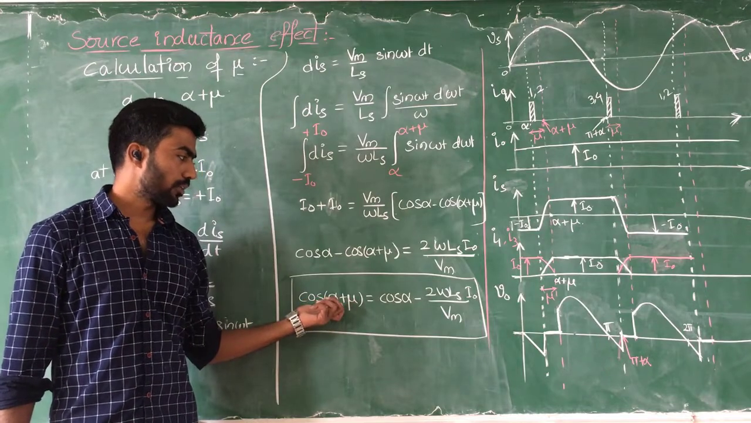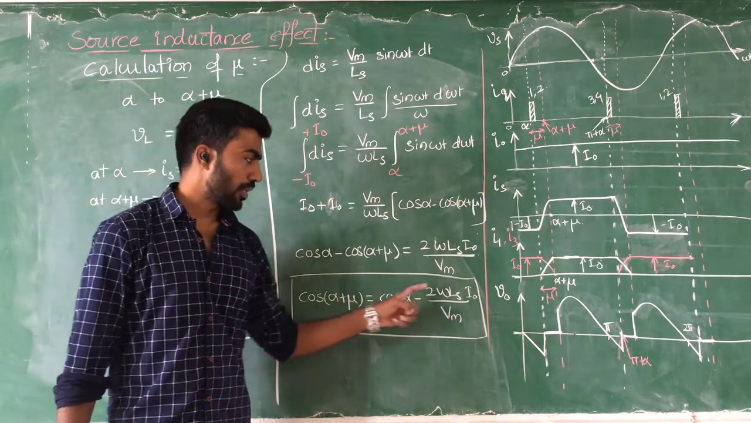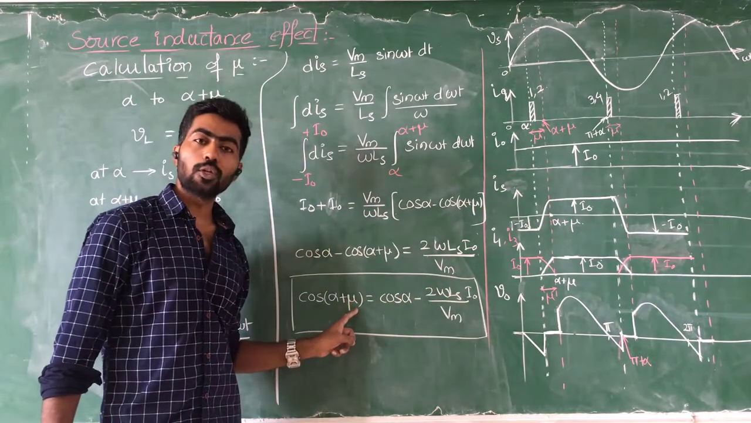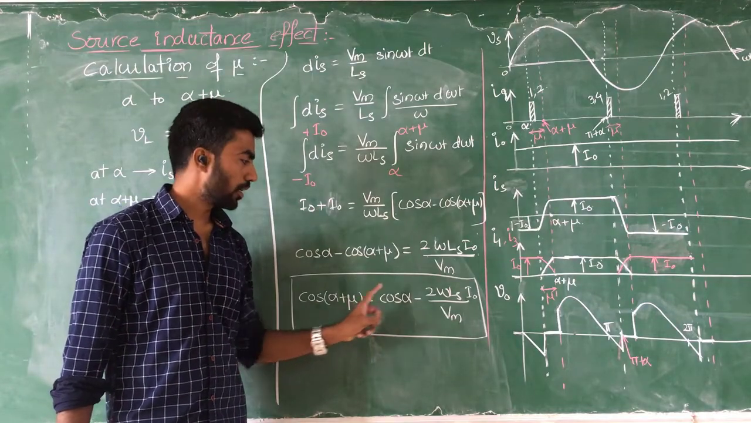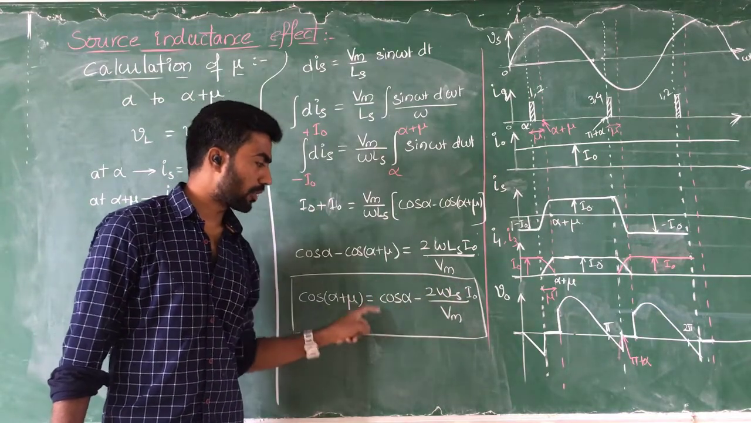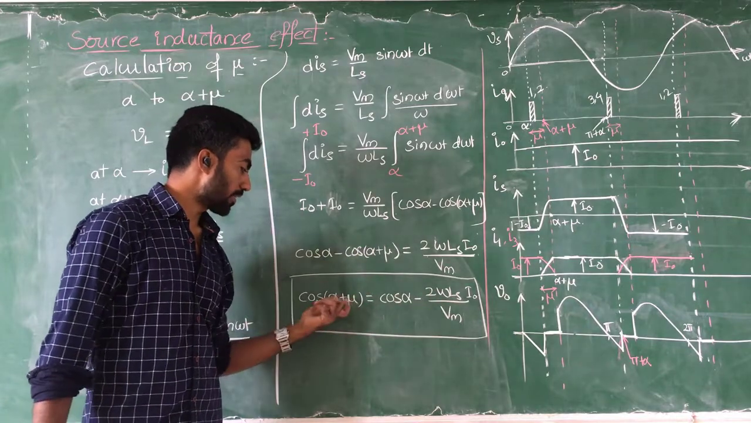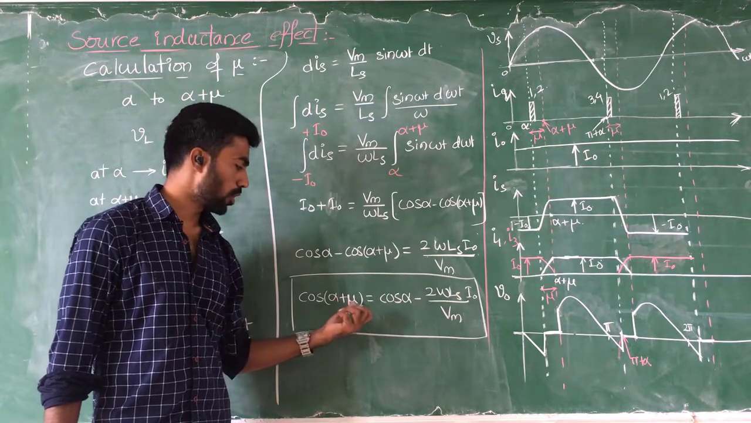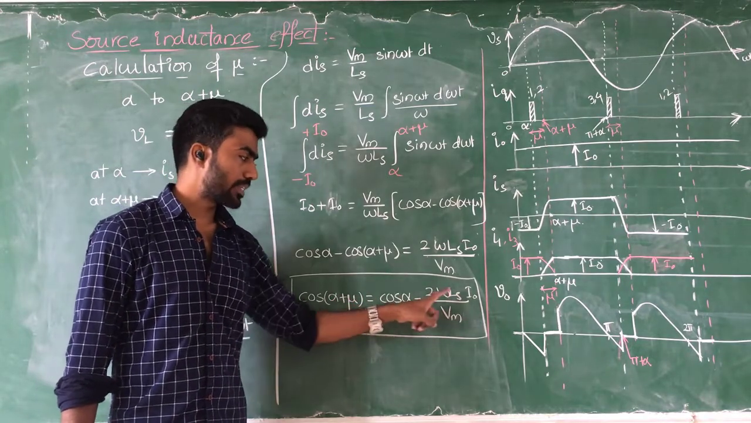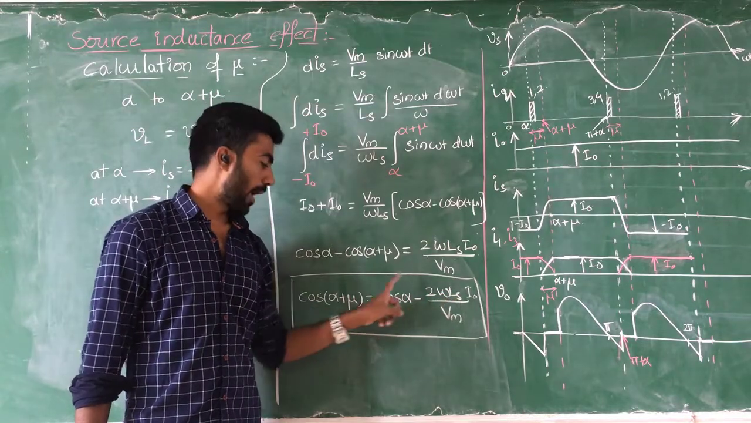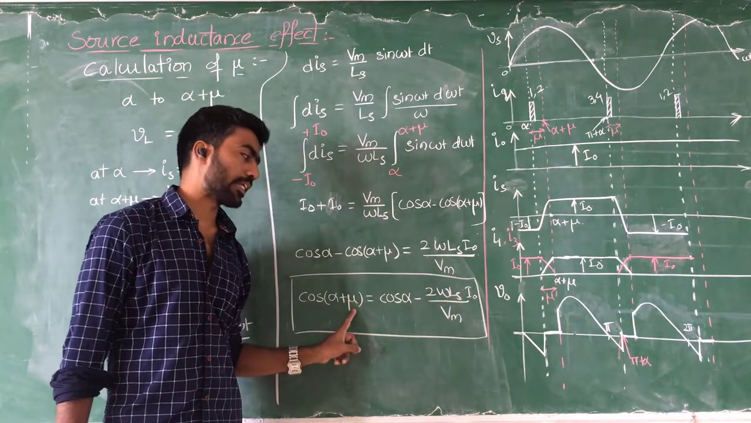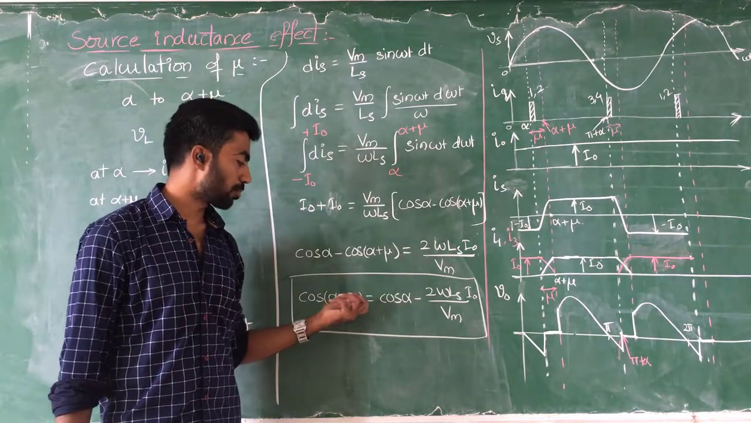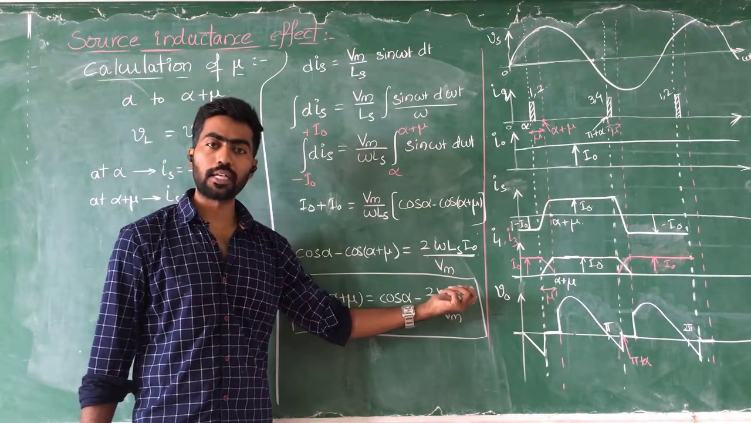From this expression, if we increase the I naught current, that is the load current, the mu value increases. Clear? If we increase I naught, this product increases and cos alpha plus mu reduces. If it is reducing, then this angle is increasing. Alpha value is constant, so what is increasing? Mu value is increasing. At the same time, if we increase the source inductance value, the overlap angle also increases. And if we increase the supply voltage, the overlap angle decreases. This is the relationship between overlap angle and the remaining parameters in the converter.